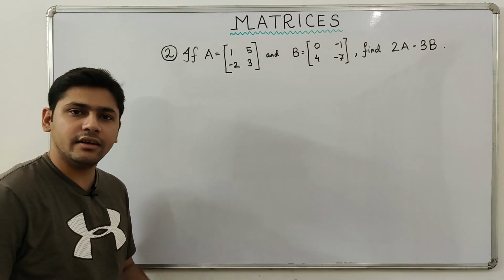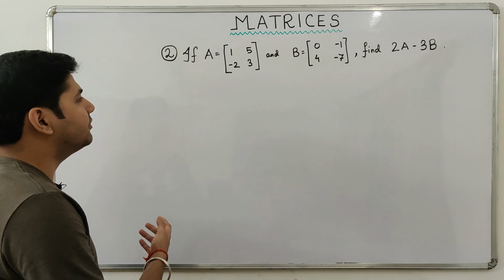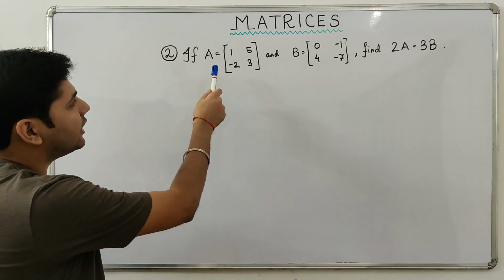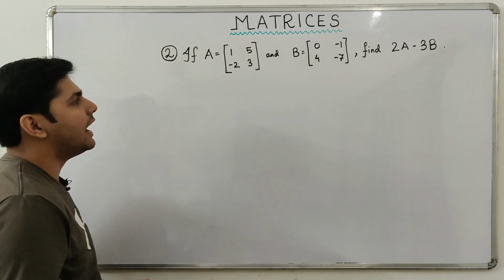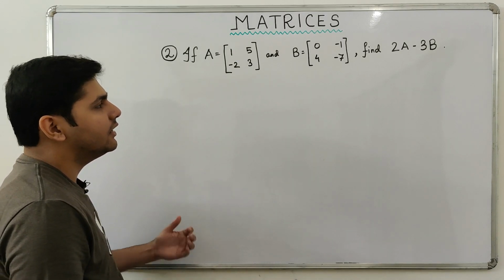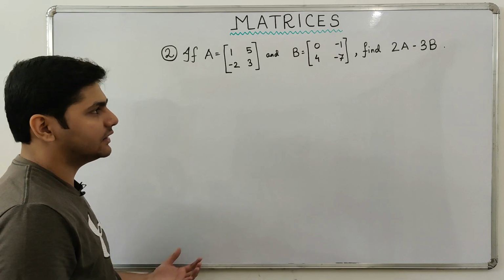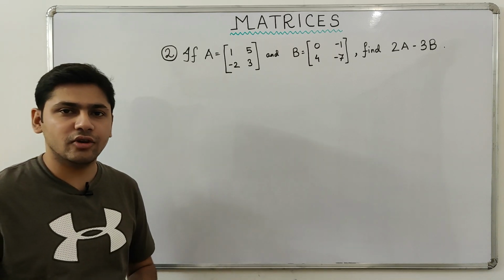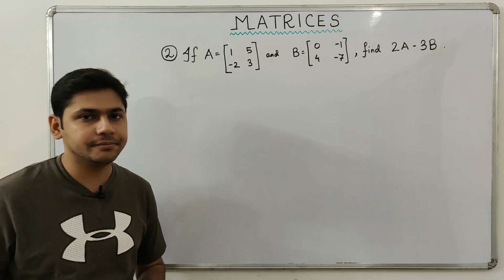Moving on to the second question. If A is equal to 1, 5, minus 2, 3 and B is equal to 0, minus 1, 4, minus 7, you have to find 2A minus 3B. This is also a very simple sum. Let's solve it.